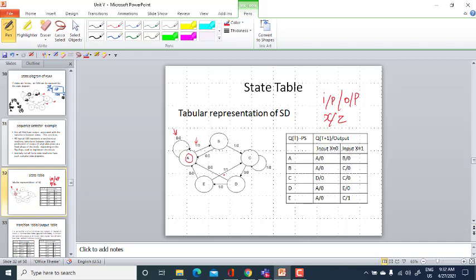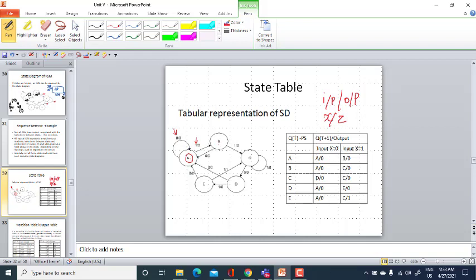We are going to study how your finite state machine reacts to the input, makes a move between the states, and produces an output. This is what we are going to focus on here. So I said you have five different states for this state diagram: A, B, C, D and E.